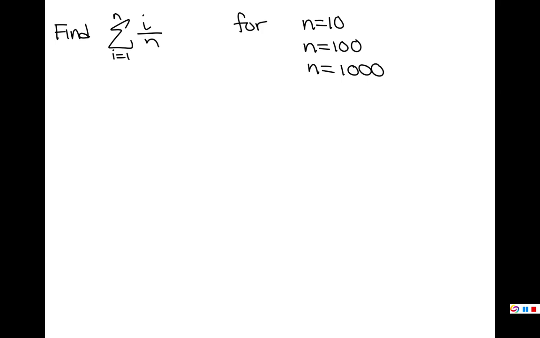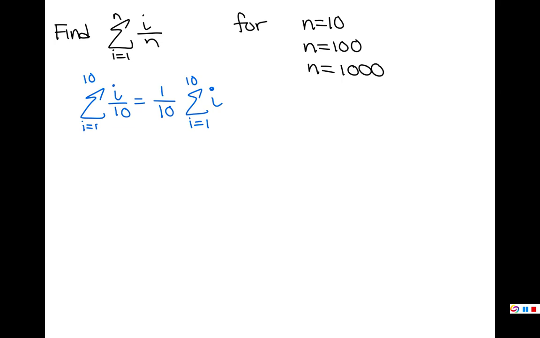All right, let's do one more example of using these formulas, and then eventually we're going to connect this to an area problem. So let's find the following sum for n equal 10, n equal 100, and n equal 1,000. All right, so I'm going to show you a couple different ways you can do this. We can start by just plugging in 10 for n, do the work. And then we can plug in 100 for n, do the work. Plug in 1,000 for n, do the work.